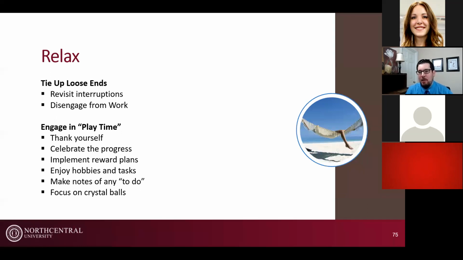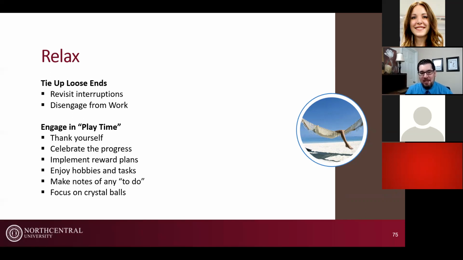Finally, relax. Tie up your loose ends first. Revisit the interruptions that have not been addressed from throughout your day when people tried to talk to you, emails came in, texts, everything. And then disengage from your work section of your day. Set boundaries around your playtime is what I call it.